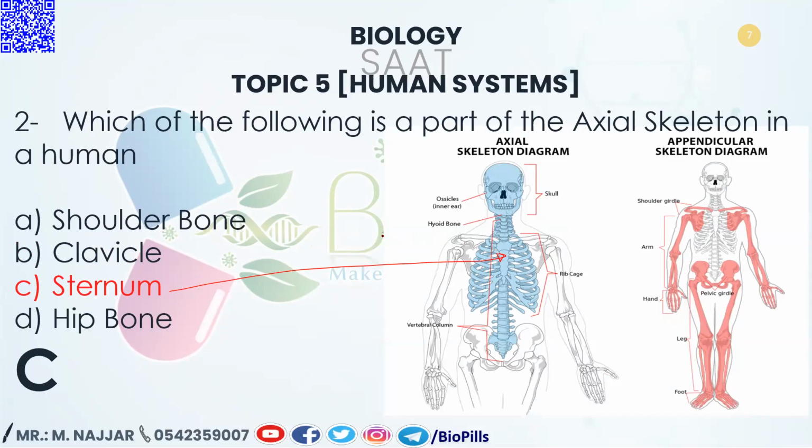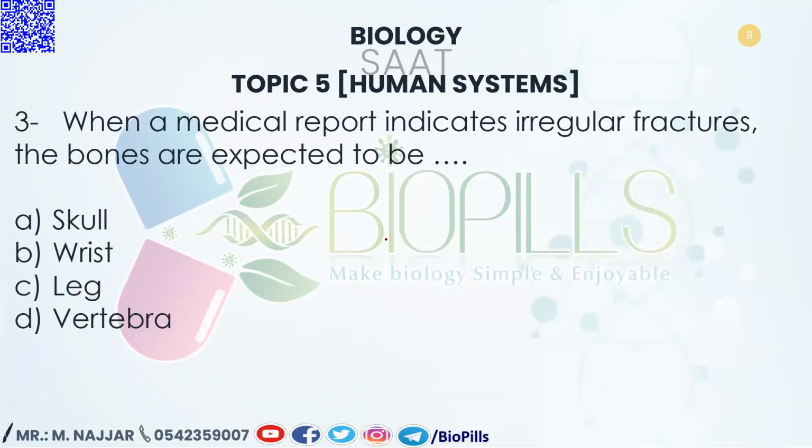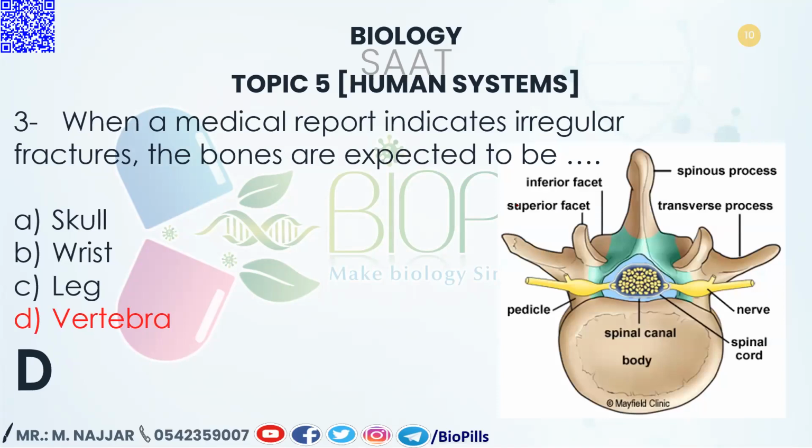Perfect. Question number 3. When a medical report indicates irregular fractures, the bone is expected to be A, skull, B, wrist, C, leg, D, vertebra. The correct answer is D, vertebra. If you are looking here, we have a lot of processes, so those are very easily prone to irregular fracture if there is any injury or accident.